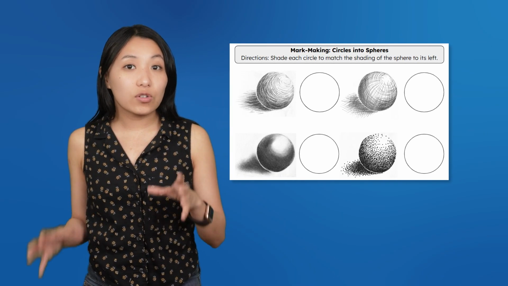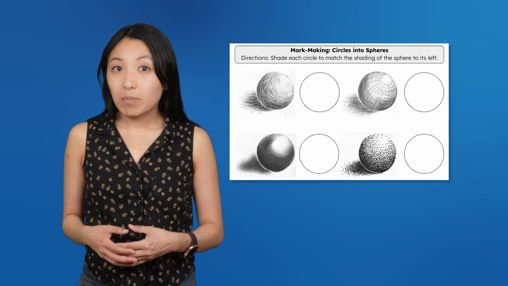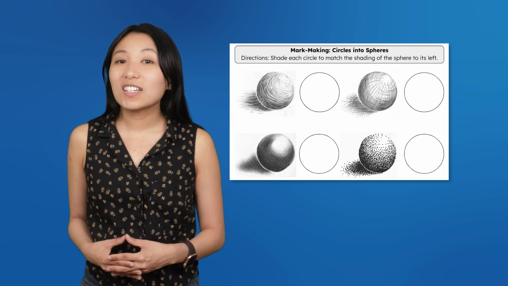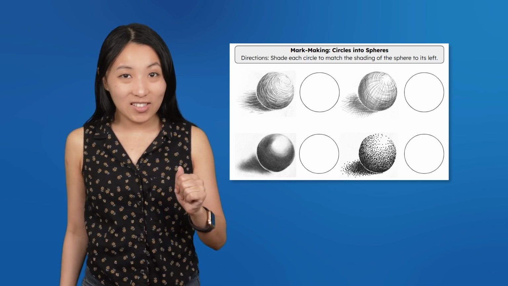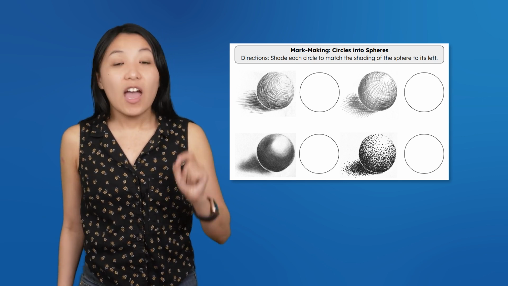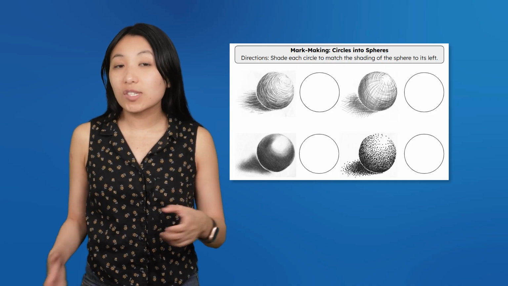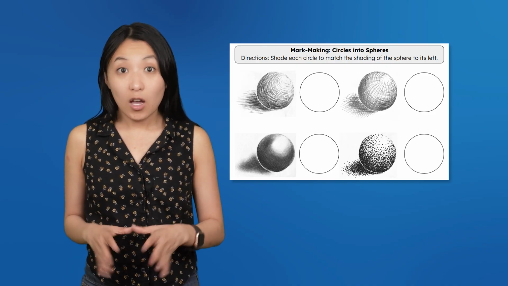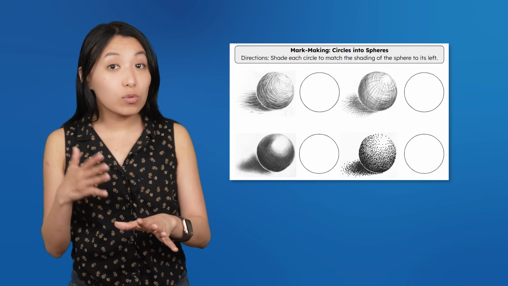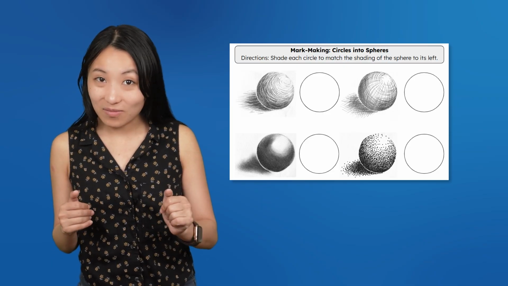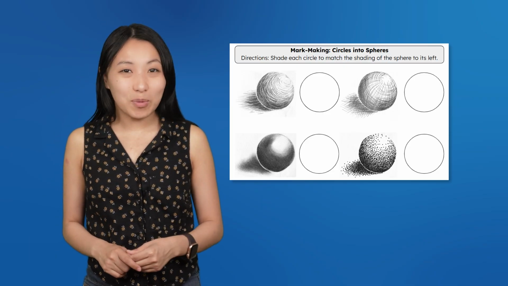Now it's your turn to bring shapes to life. For this exercise, your goal is to turn each circle into a sphere by using each mark-making shading technique. Grab your pencil, have your value scale handy, and start shading to turn these circles into realistic spheres. Remember, when stippling, use a marker instead of a pencil. Pause the video here while you practice.